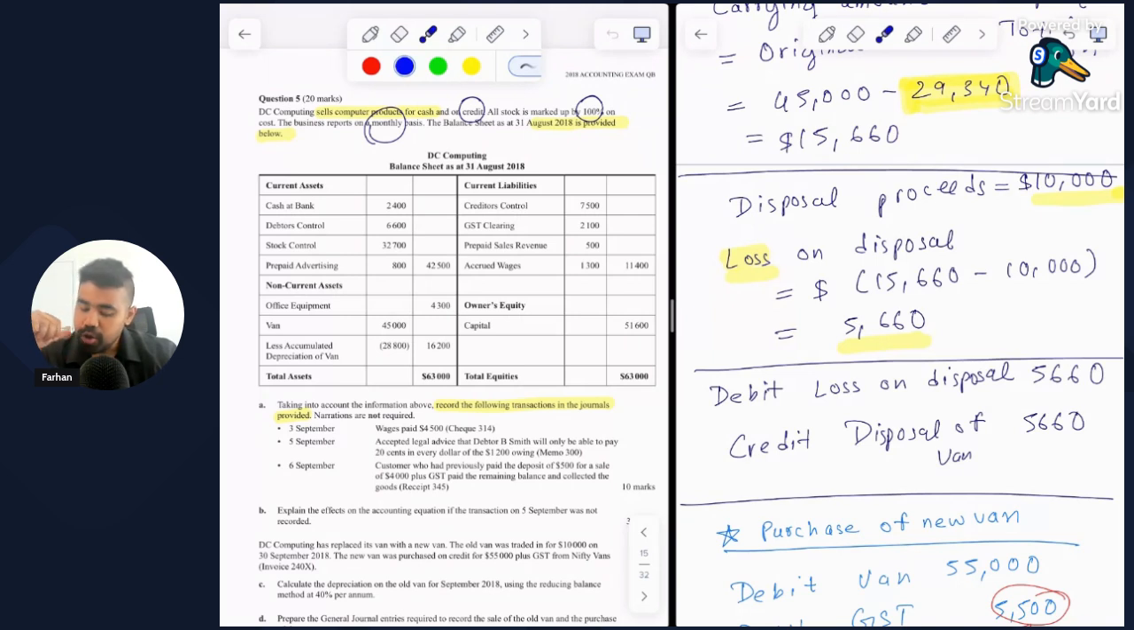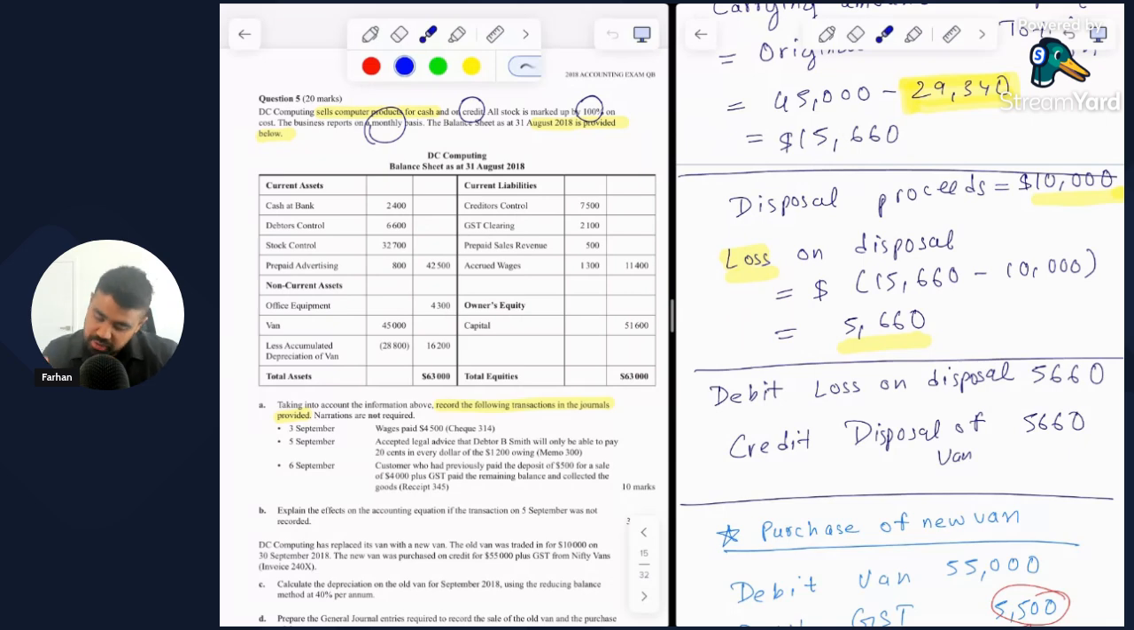Now we're going to go to step 4. But before we go to step 4, my question to you is, if we had a profit, how would your journal entry change? If you had a profit, it means that you've made some money on this disposal. That means your income would have gone up. And when your income goes up, we credit it. So if you had made a profit instead of a loss, you would debit the disposal of van and you would credit the profit on disposal. Okay? So just remember that.